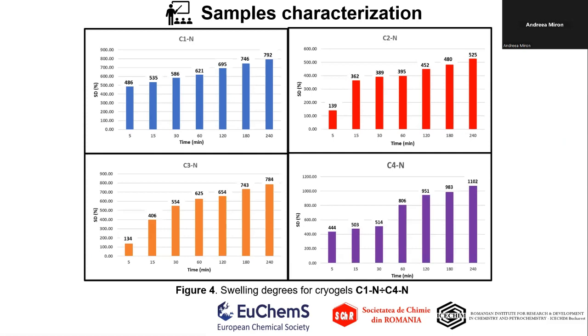After that, I was trying to incorporate different amounts of liquid digestate, and it can also be seen from this slide that the sample C4 was showing the best results in terms of the swelling degree and also the resistance in time of the samples.